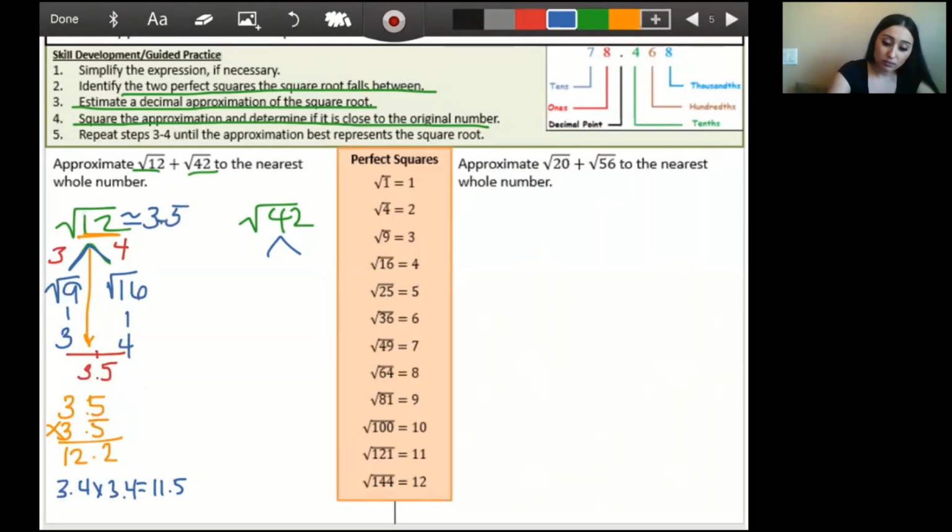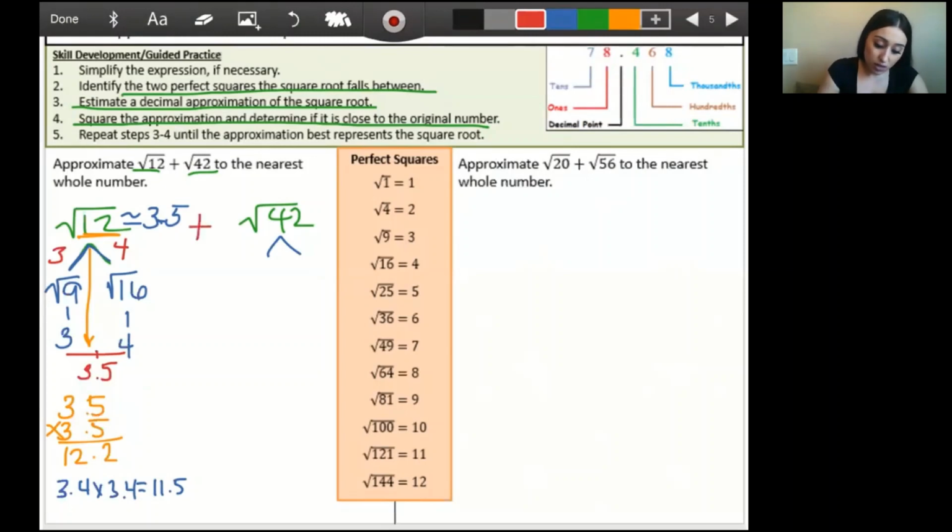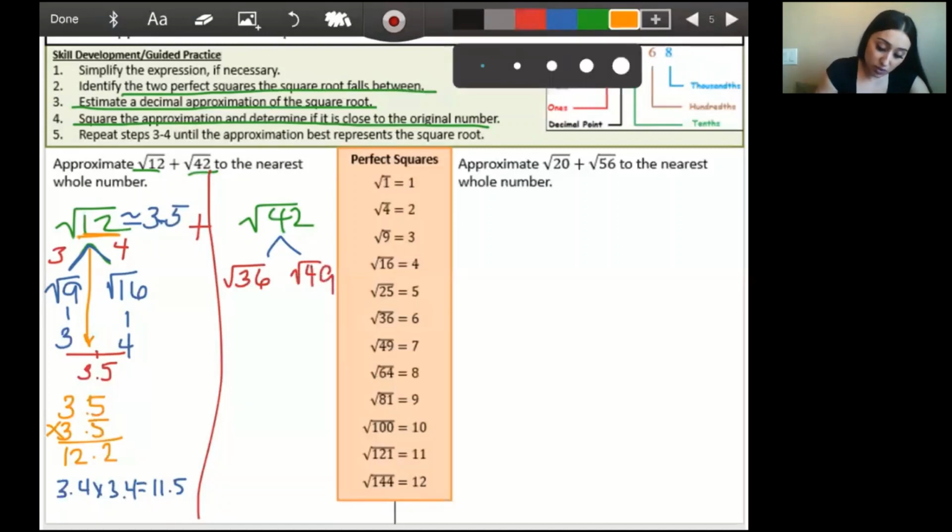My next one, I have the square root of 42, and I'm just going to show you guys. I'm going to add these two parts. The square root of 42, and I'm going to break it apart. The square root of 42 is in between the square root of 36 and the square root of 49. So it happens to be in between 6 and 7. And draw my number line.